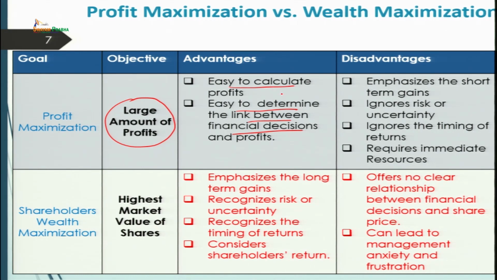As I can calculate more quickly, I can compare and find out that in the last financial year my profits were more, and in the current financial year the profits are comparatively less. So I think I have made some incorrect investment decisions. So you can easily figure out and connect the link between your financial decisions and the profit.